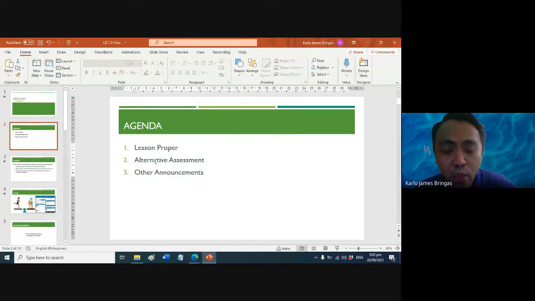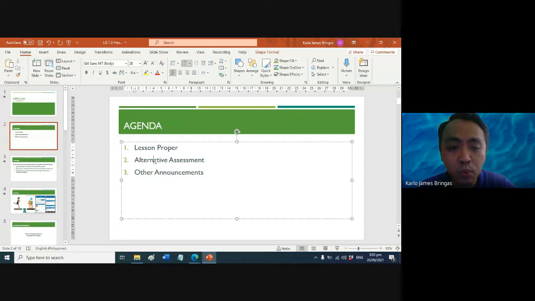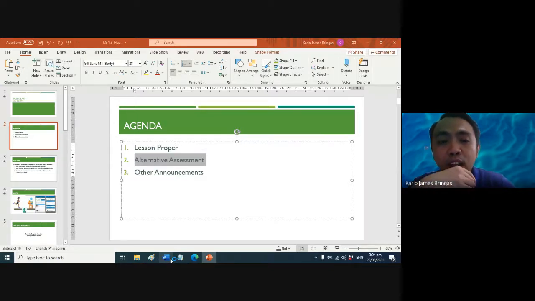So another thing that I'd also like to discuss with you guys is our alternative assessment. If you checked K-Hub, you might have seen in there that there is an alternative assessment. Since we don't have a laboratory that we can do at home naman, so what we're gonna do is we'll just do a virtual laboratory. But basically, it's still gonna be the same. We're gonna do our virtual lab in groups.